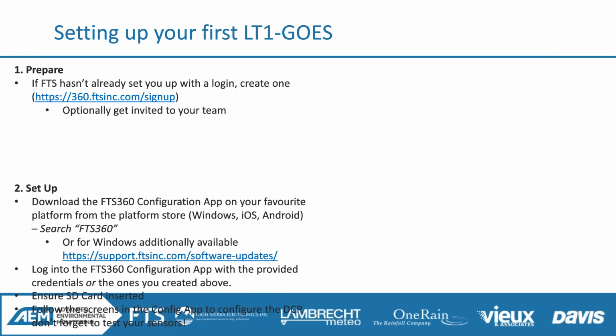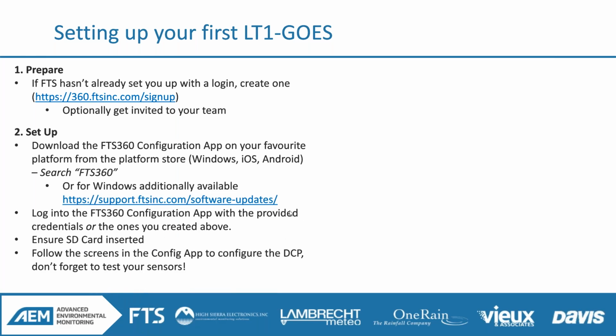Once that's done, you can move on to the next step, which is really just to download that application. I mentioned that we had that application available on Windows 10, iPhone or iOS, and also Google's Android. You can go into any of those three platform stores and just search for FTS360 and the app will come up.